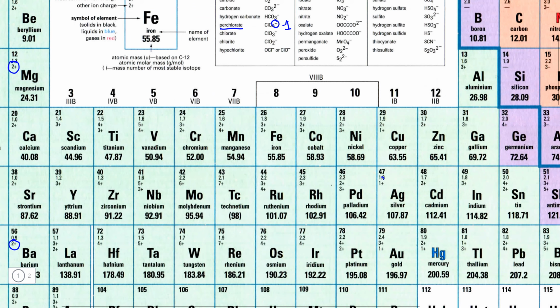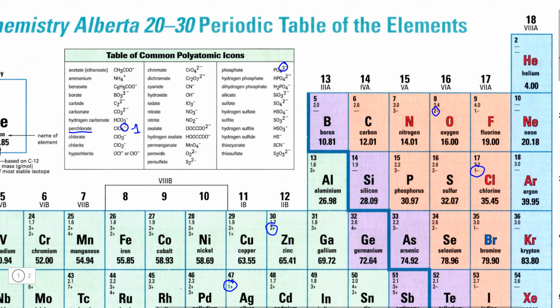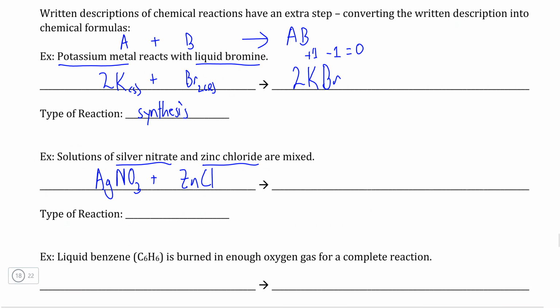We see that silver can only make a charge of +1, while zinc can only make a charge of +2. Chlorine has a charge of -1 as a halogen, and nitrate on our polyatomic ions table can only make a charge of -1. So silver has a charge of +1, nitrate has a charge of -1. This is 0, so our formula is correct. Zinc has a charge of +2, and chlorine has a charge of -1, meaning that we need 2 chlorines in order to get a charge of -2 to balance out zinc's positive charge.